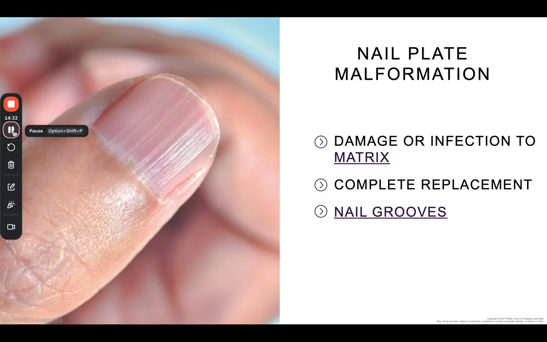Nail plate malformation. So the plate will continue to grow as the matrix is healthy and undamaged. However, the shape or thickness of the nail plate can change because of damage or infection to the matrix. Ordinarily, complete replacement of the nail plate takes about 4 to 6 months. Toenail plates can take anywhere from 9 months to 1 year to fully be replaced.